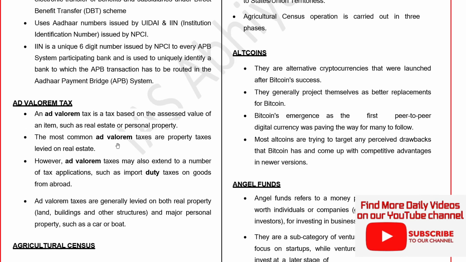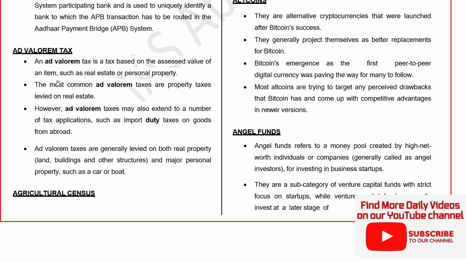Okay. Moving forward, ad valorem tax. An ad valorem tax is a tax based on the assessed value of an item, such as real estate or personal property. The most common ad valorem taxes are property taxes levied on real estate. However, ad valorem taxes may also extend to a number of tax applications, such as import duty, taxes on goods from abroad, etc. Ad valorem taxes are generally levied on both real property and major personal property, such as a car or a boat.